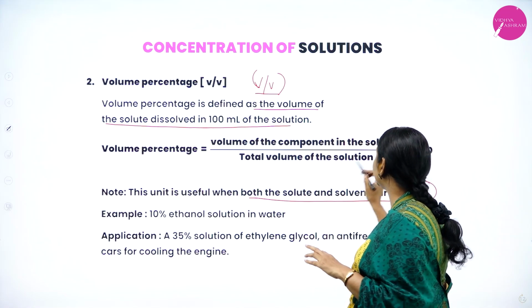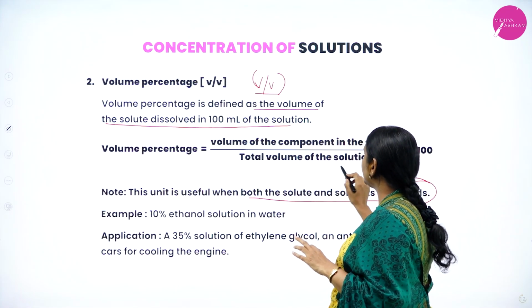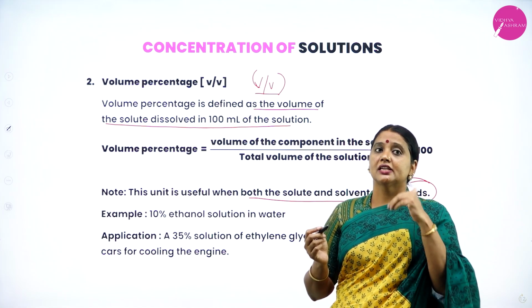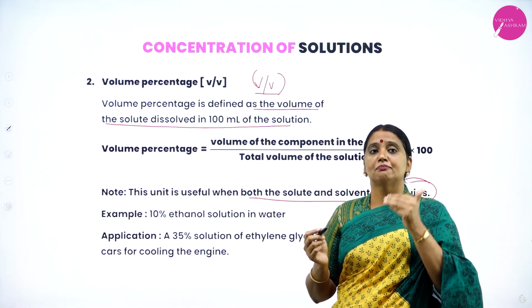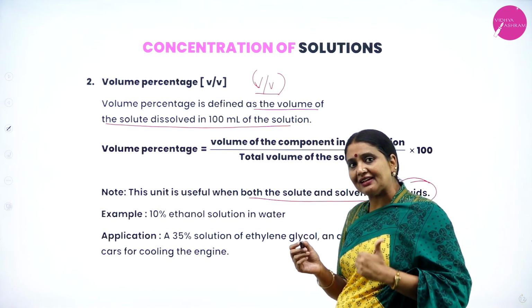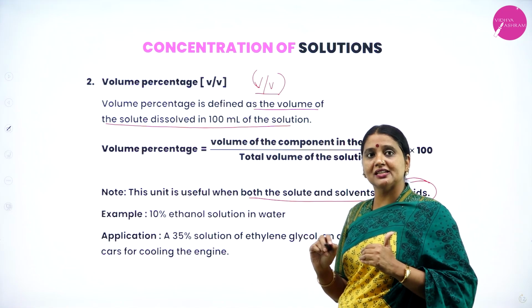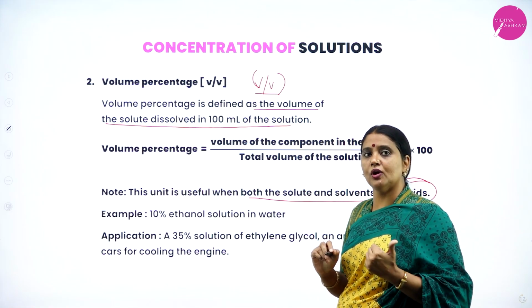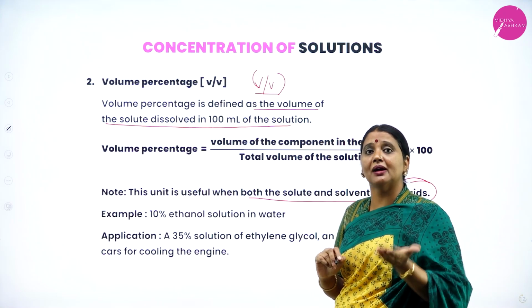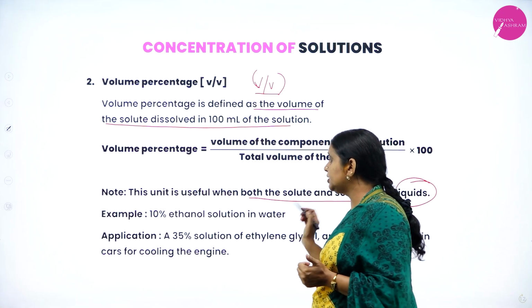Volume of the component in the solution divided by total volume of the solution. In mass percentage, what did we take? We took both in mass: mass of the component present in the solution divided by total mass of the solution. Now it is volume percentage. I am going to take it in terms of volume. So, volume of component in the solution divided by total volume of the solution into 100.